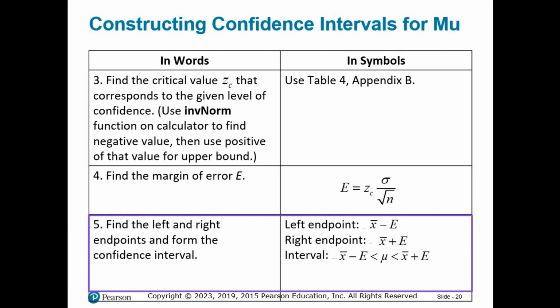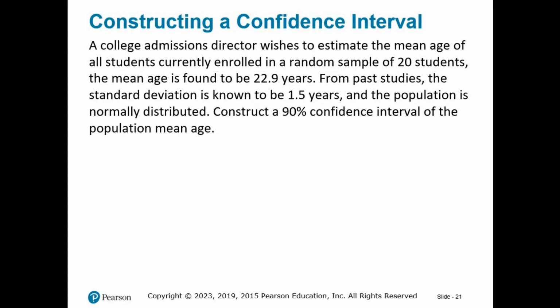Let's practice this process with an example. A college admissions director wishes to estimate the mean age of all students currently enrolled in a random sample of 20 students. The mean age is found to be 22.9 years. From past studies, the standard deviation is known to be 1.5 years, and the population is normally distributed. Construct a 90% confidence interval of the population mean age.